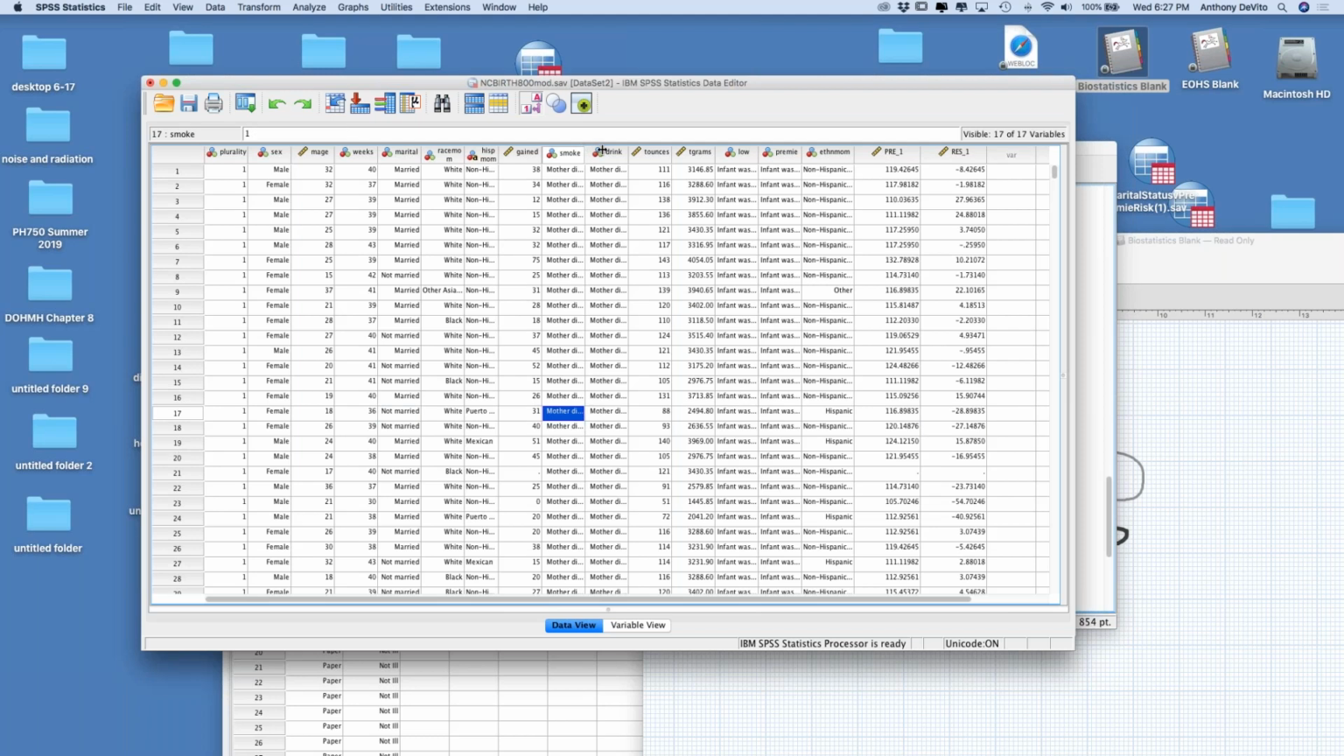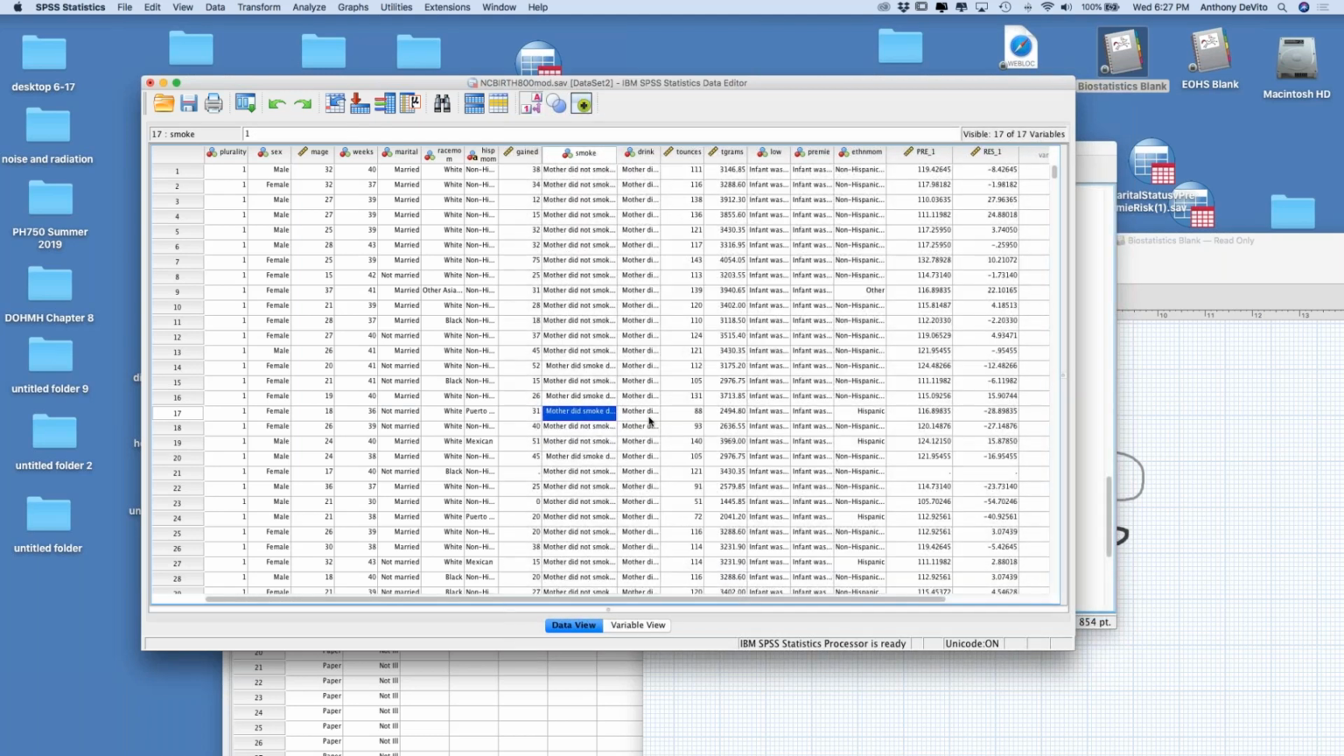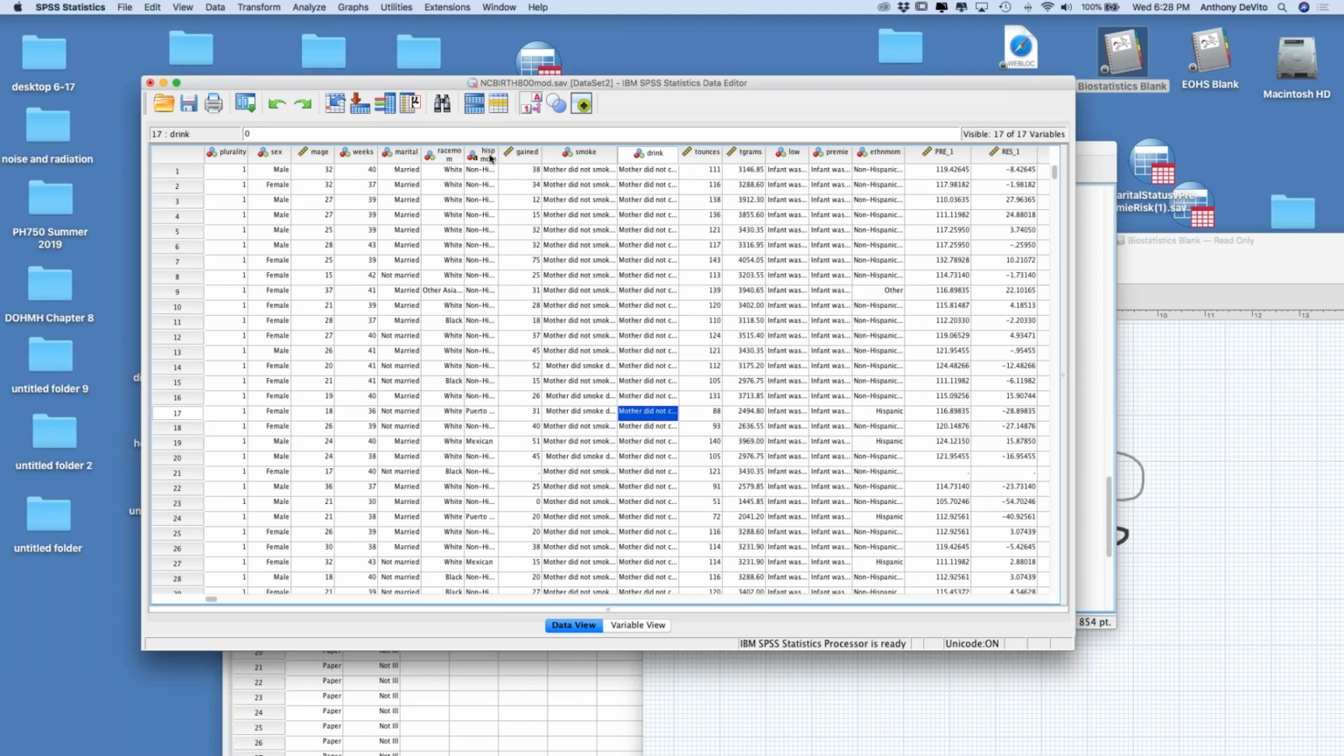Let's see. Mother did not smoke, so that's not a risk factor. Did she drink? She didn't drink. So whatever other reason, occasionally things happen anyway, right? At any rate, that's how you would apply this, and how you would create a formula that would help.